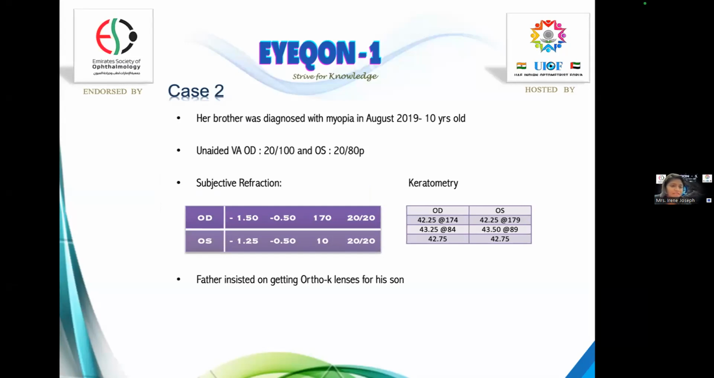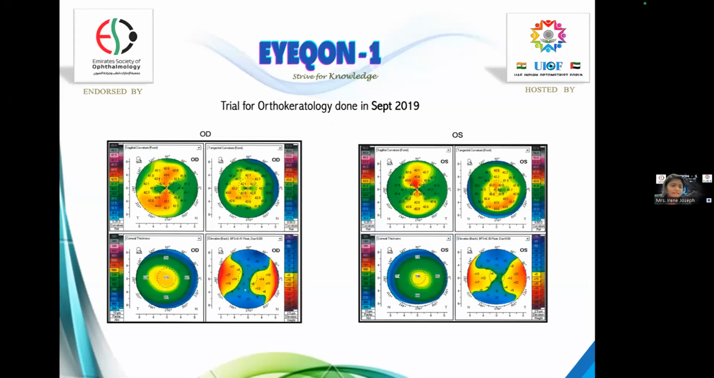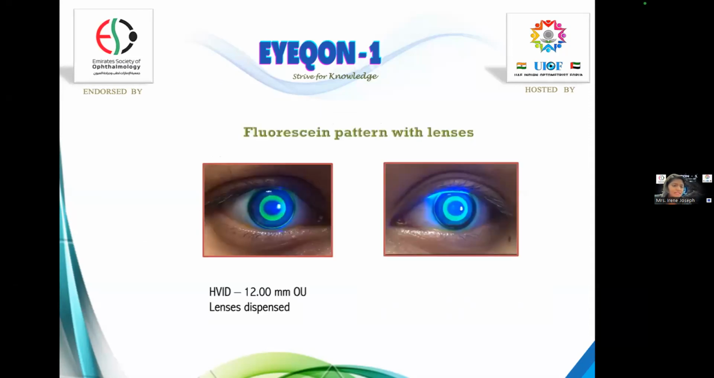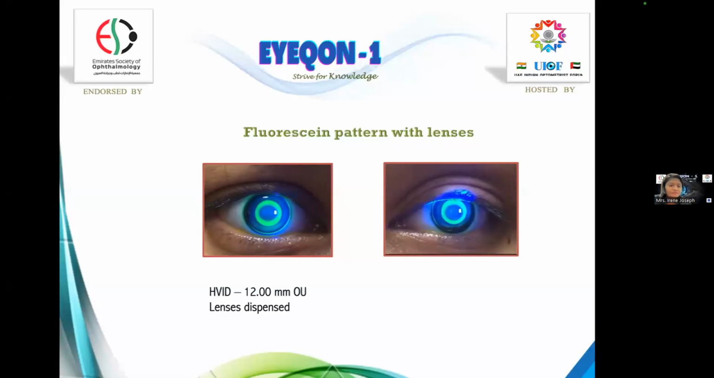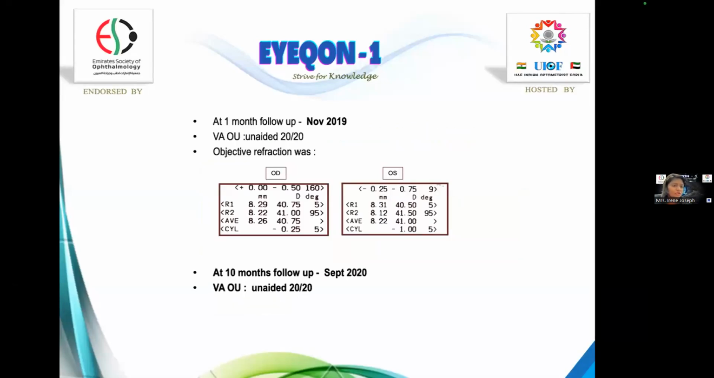Her brother also came in August 2019. He was 10 years old at that time, and he was a -1.5 diopter myope. That was the first refraction, but the father didn't want to wait to take glasses. He just wanted to start off with ortho-K lenses, so we went ahead and did that in September 2019. That was his lens on the eye, the fluorescent pattern. His follow-up was after 10 months, in September 2020, and he was unaided 20/20 vision.